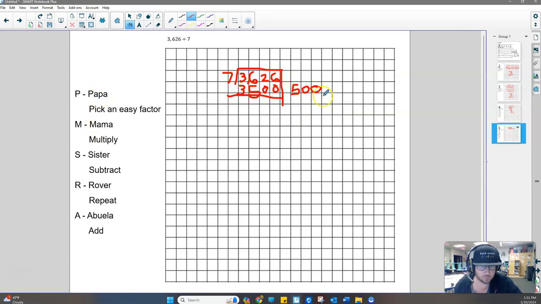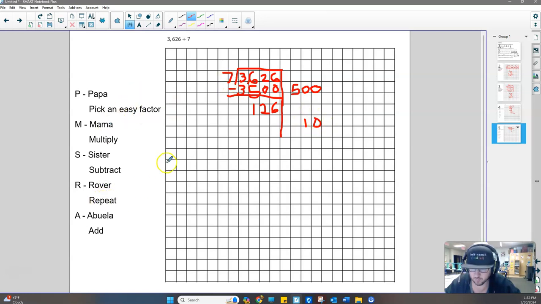So Papa picked an easy factor. Mama multiplied. Sister, we're going to subtract now. 6 take away 0 is 6. 2 take away 0 is 2. 6 take away 5 is 1. 3 take away 3 is 0. So now I have 126. And I can't even do 100 with that now. So I think we're going to have to drop down to 10.